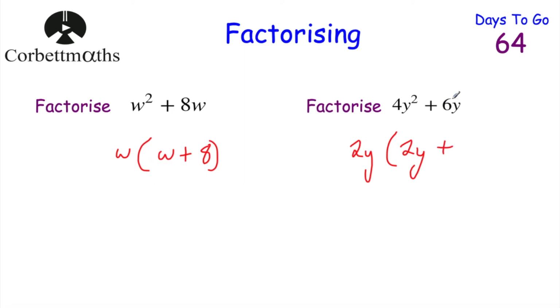And then plus, and now let's divide 6y by 2y. Well, we've taken a y out, and then 6 divided by 2 is 3, so it'll be 3. And let's just check that, 2y times 2y is 4y squared, and 2y times 3 is 6y.